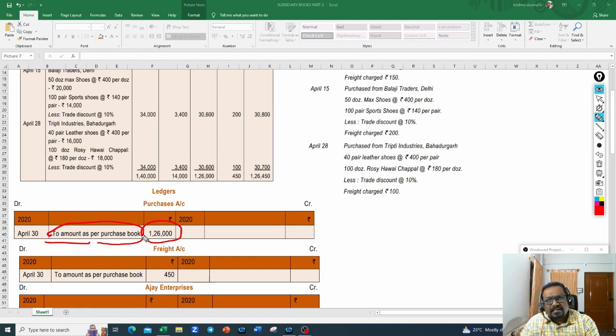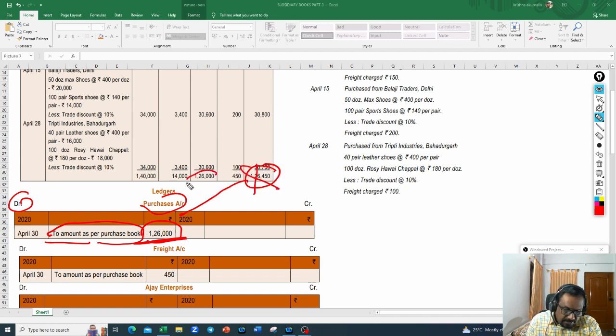Why debit side? Why are we recording it on the debit side? Purchases is a nominal account, right? All expenses and losses are supposed to be debited. So the purchase account will be debited. That is the reason we recorded this on the debit side, 1,26,000. From the purchase book, we brought this amount to the purchase account. Are you clear?